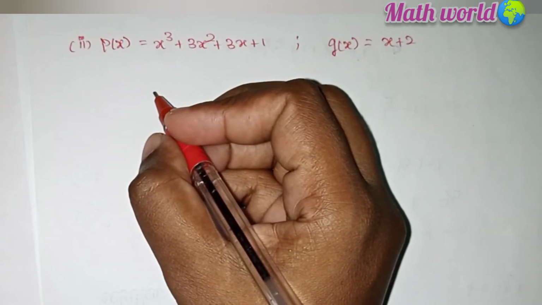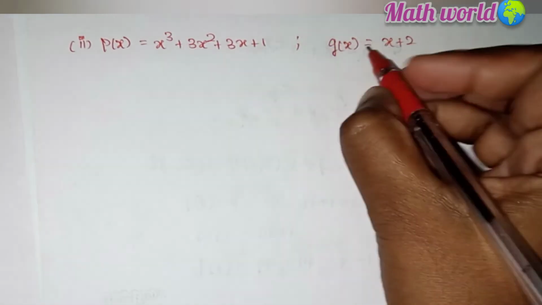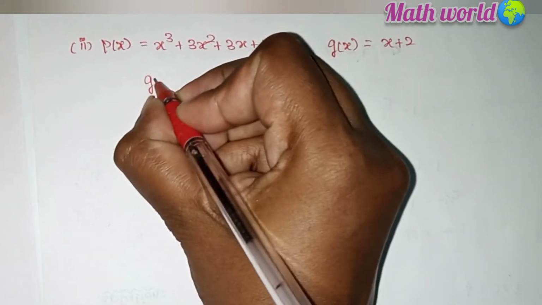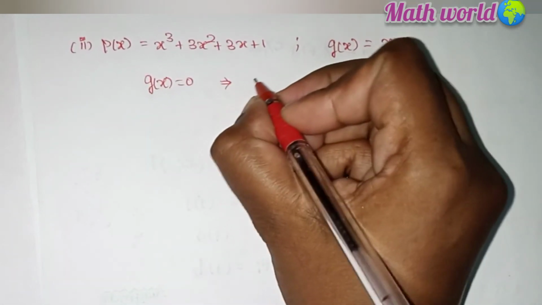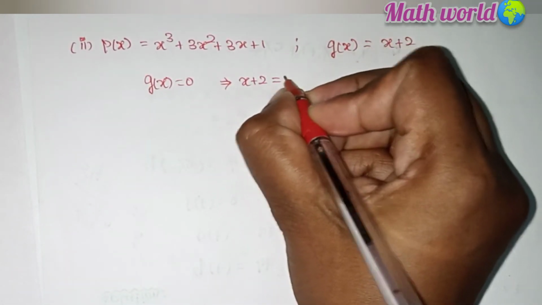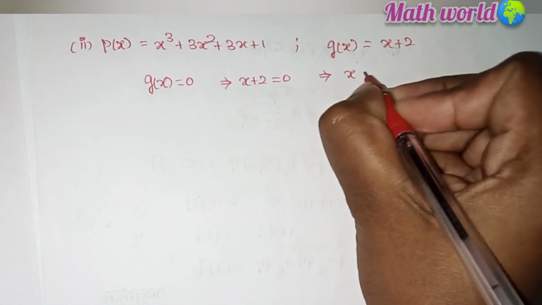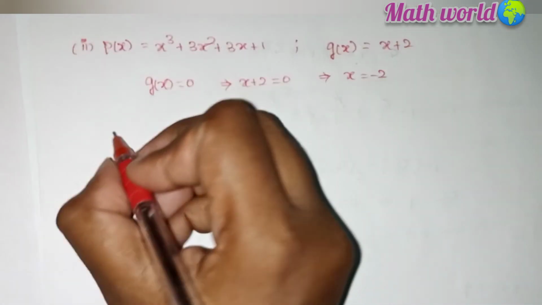Subdivision number 2, p of x equal to x cube plus 3x square plus 3x plus 1, g of x equal to x plus 2. We need to find out whether this g of x is a factor of p of x or not. So first we assume that factor as 0. So g of x is equal to 0. When g of x becomes 0, we can tell x plus 2 is equal to 0. From this you can find the value of x, it is minus 2. Then we can substitute this x value in p of x.